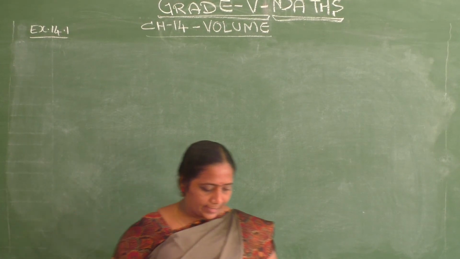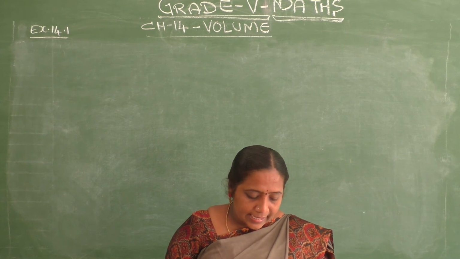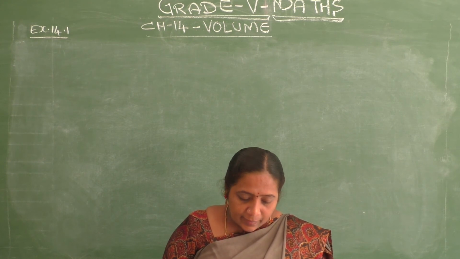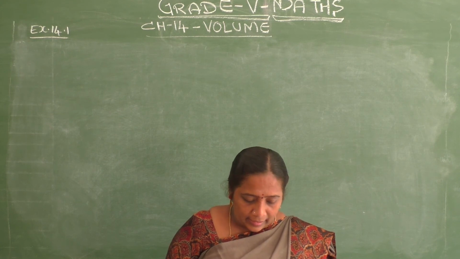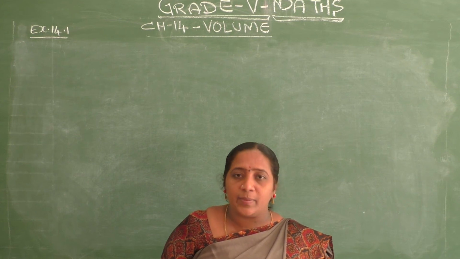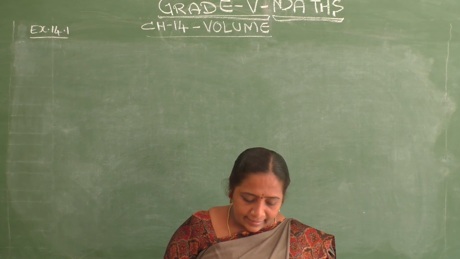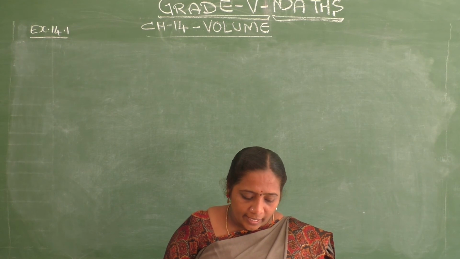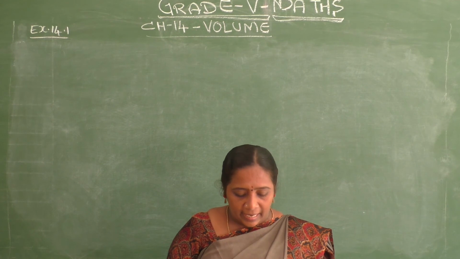Okay, ma. Next one, 7th sum. A brick is 16 centimeter long, 5 centimeter broad. Broad means nothing but breadth only. Okay. Long means nothing but length only. And 5 centimeter high. High means nothing but height only. Long means length. Broad means breadth. High means height. So a brick is 16 centimeter long, 5 centimeter broad and 5 centimeter high.